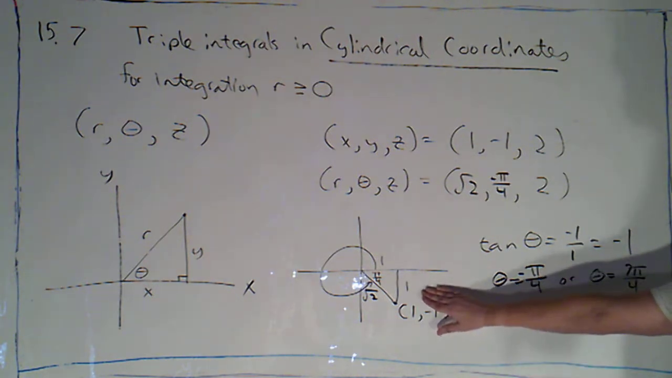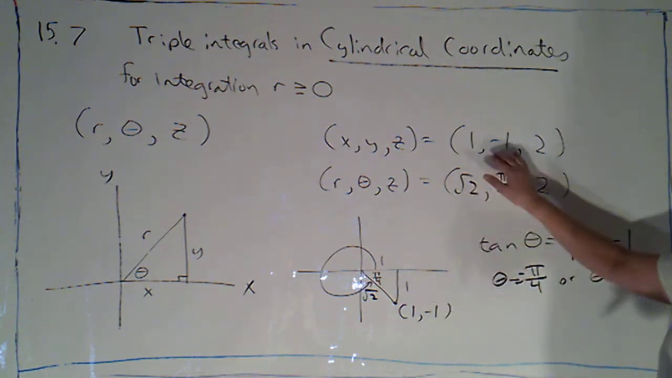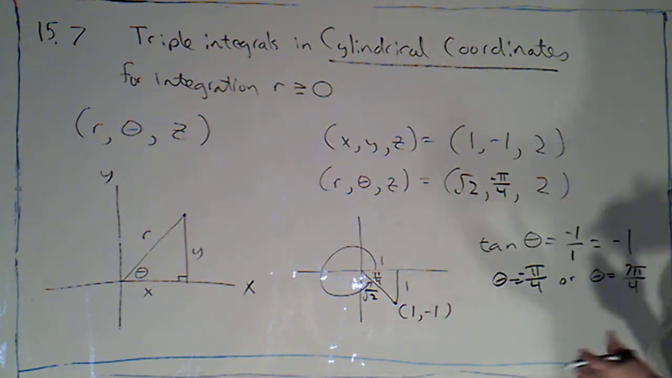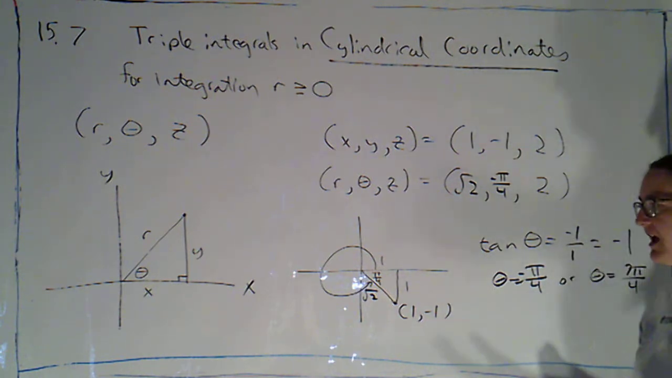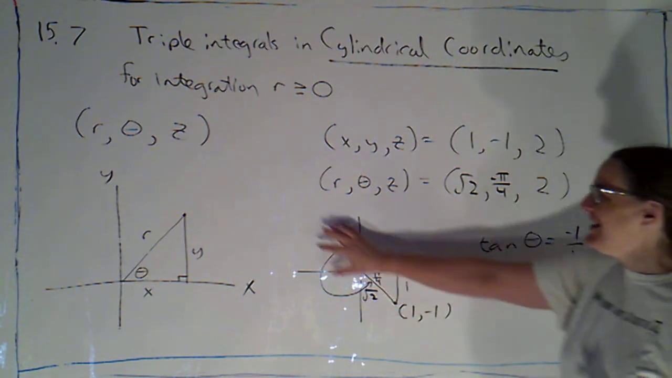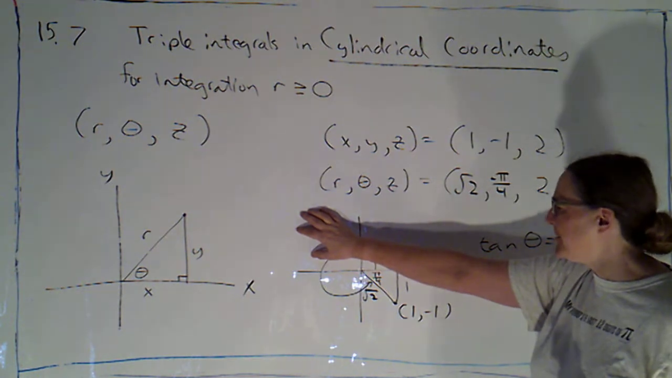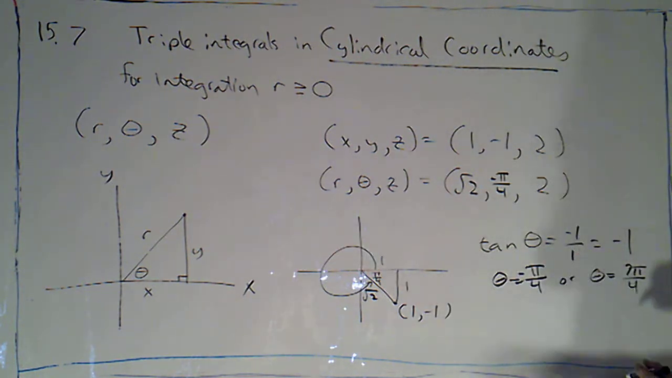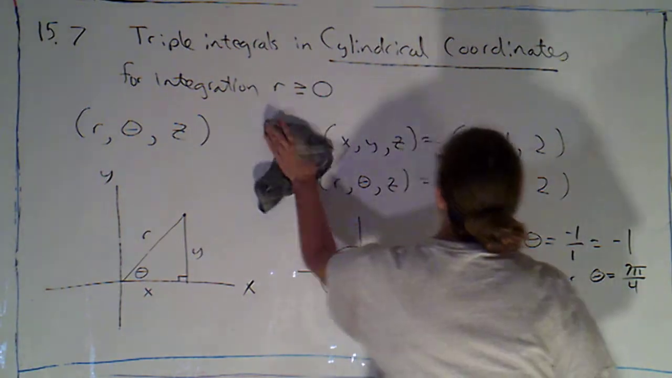But it does have to be an angle that's going to be in quadrant 4, so I really need to plot the point, because tangent of theta equals negative 1 has infinitely many solutions. Only half of those infinitely many solutions are in quadrant 4, the other half are in quadrant 2, and I can't have an angle in quadrant 2 with a positive radius if I want to hit that point. Okay, so that's just a quick review of converting points.